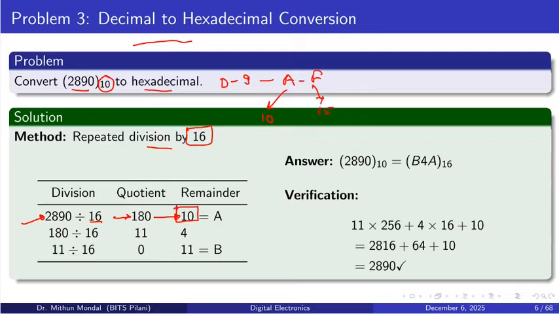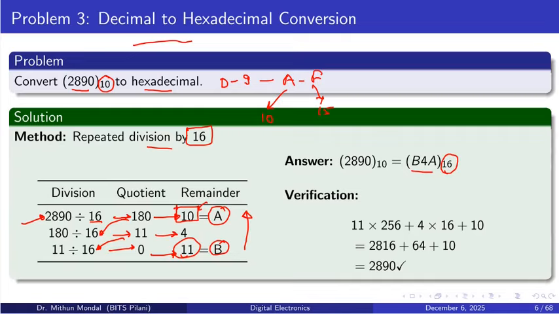Since we got the remainder as 10, which is equivalent to A, this number 180 is again divided by 16, we get the quotient as 11 and the remainder as 4. Then 11 is again divided by 16, we get the quotient as 0 and the remainder is 11. So 11 means B in the hexadecimal system. Now we move from the MSB to the LSB digits, and we have the answer as B4A, which is in base hexadecimal.